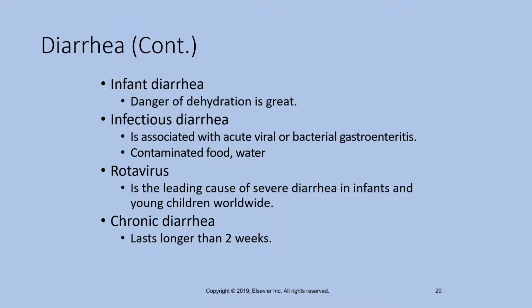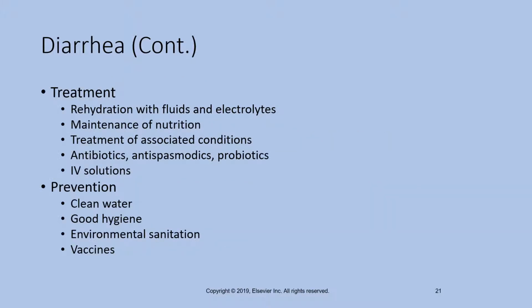Infant diarrhea is dangerous. Dehydration is great. Infant infectious diarrhea is associated with acute viral and bacterial infection and contaminated food and water. Rotavirus is the leading cause of severe diarrhea in infants and young children worldwide, and chronic diarrhea lasts longer than 2 weeks. Treatment: rehydration with fluids and electrolytes, maintenance of nutrition, treatment of associated conditions, antibiotics. Prevention: clean water, good hygiene, environmental sanitation.